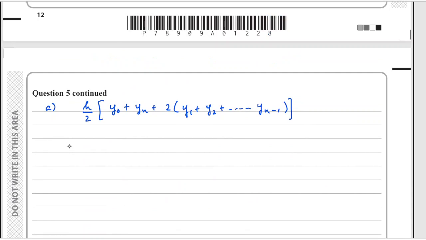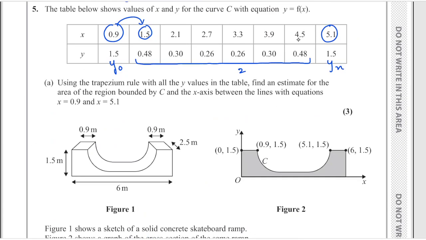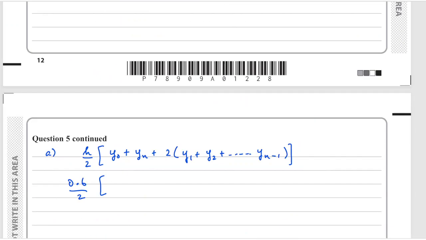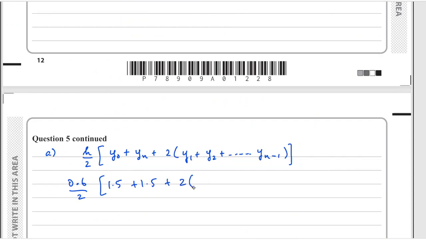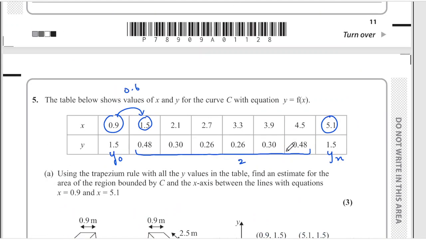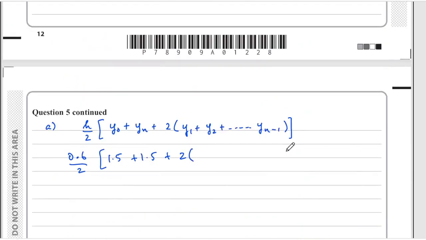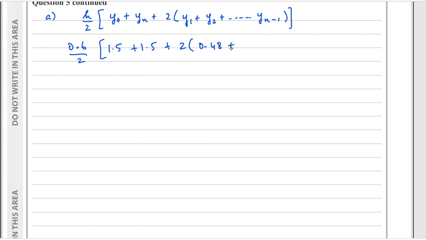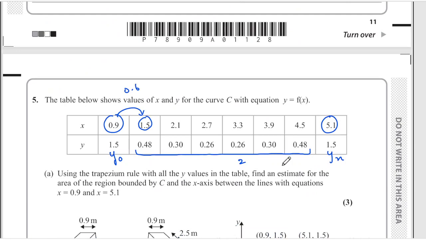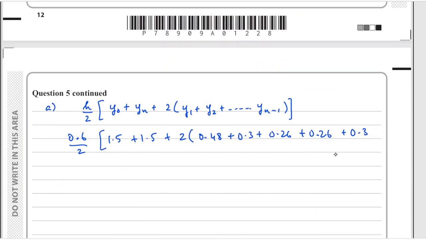So all you need to do is plug in the values. y0 and yn are both equal to 1.5 each, so it is 1.5 plus 1.5, and the other terms are 0.48, 0.3, 0.26, then one more 0.26 and one more 0.3, I think, and 0.48 also. Okay, so this is what we need to do.